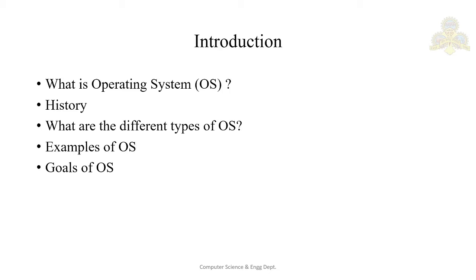Then what are the goals of operating system? The operating system goals are to execute user programs and make solving user problems easier. Another goal is to make the computer system convenient to use. The third one is to use the computer hardware in an efficient manner. So these 3 are the goals of the operating system.